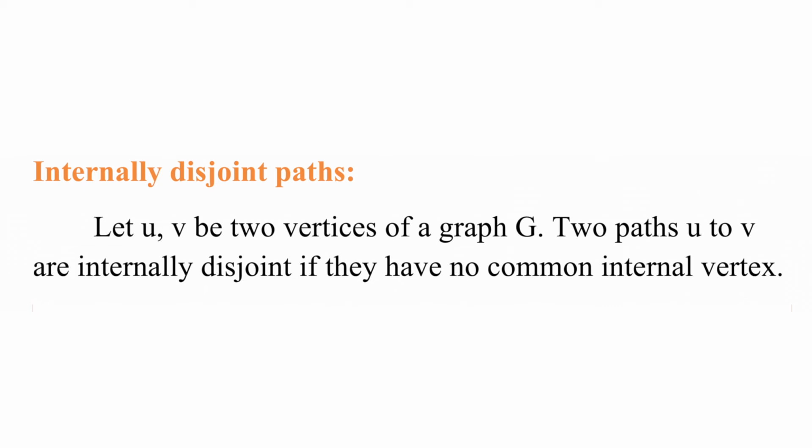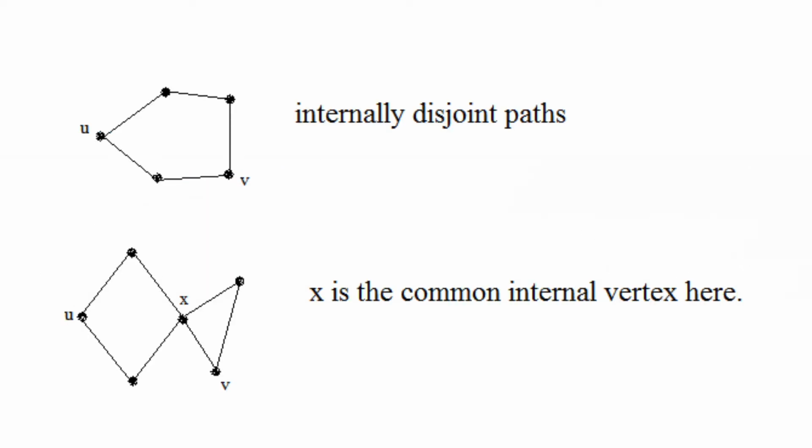We shall see the definition of internally disjoint paths. Let u, v be 2 vertices of a graph G. 2 paths from u to v are internally disjoint if they have no common internal vertex. Here you can see in the first diagram there are 2 paths, but the 2 paths do not have any common internal vertex, whereas in the second diagram we have an internal vertex, x, between paths from u to v. Any path between u and v will have that common vertex x.